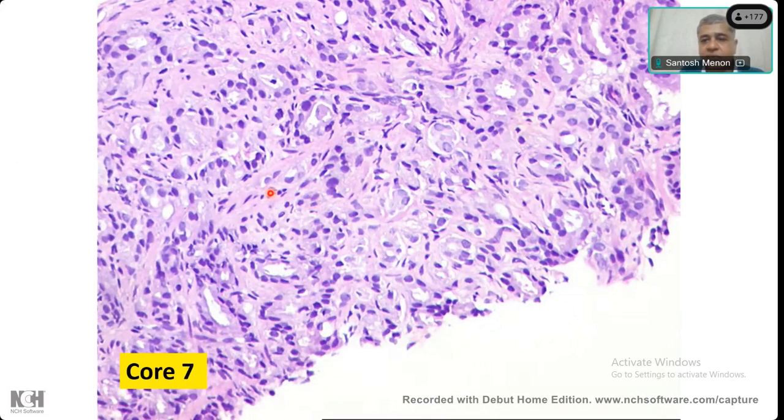What about this core number 7? Is it cancer, not cancer? Do you see any hyperplastic process like this ever? Is this even forming a gland? No. They are very poorly formed kind of glands here, whereas there are very nice glands here. You see this?